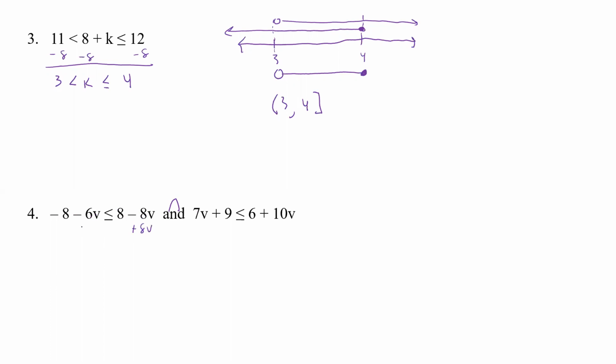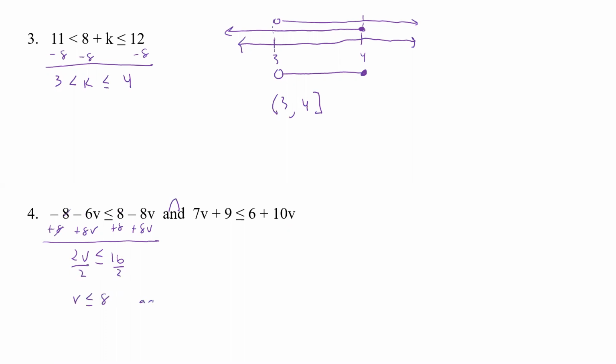So add 8v here, we'll add 8v here. Here, let's get rid of that by adding 8. So those cancel. We have 8 minus 6, so that's 2v, less than or equal to 8 plus 8, which is 16. Those cancel. Now we have to divide by 2. So v is less than or equal to 8.